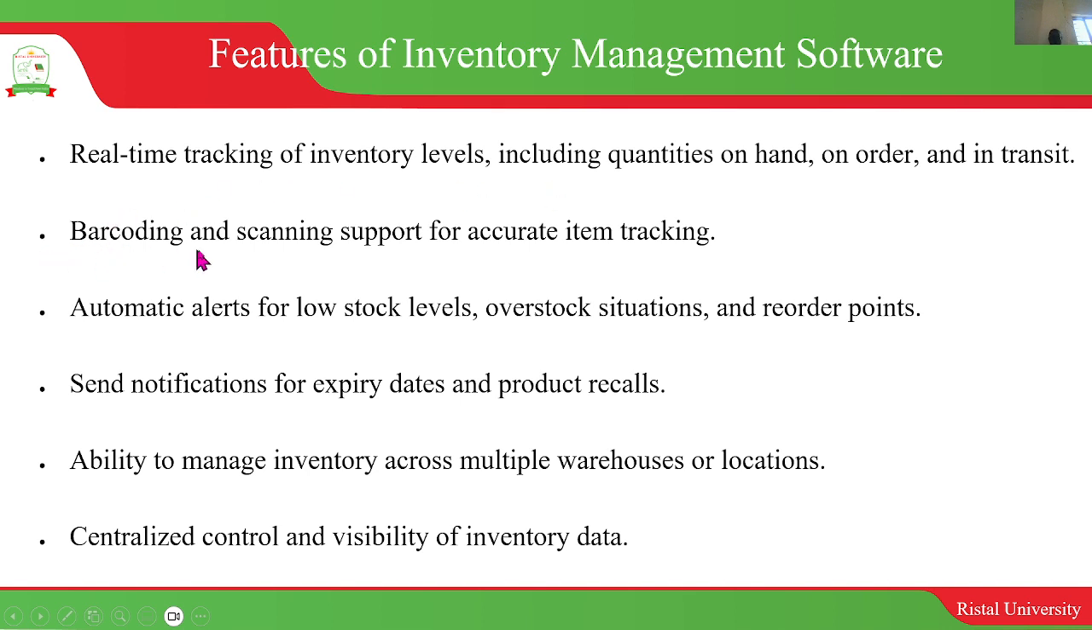And then using barcode and scanning support for accurate item tracking. I already mentioned the barcode. We can use the automation system for alerts to remind us of low stock levels, overstocking situations, and reorder points. So sometimes it is not all about low stock levels, but we also need to look at whether we have too many supplies. For example, if these are drugs, do we have too many drugs that perhaps we don't anticipate patients to utilize within the specified period? And all these drugs have expiry dates.